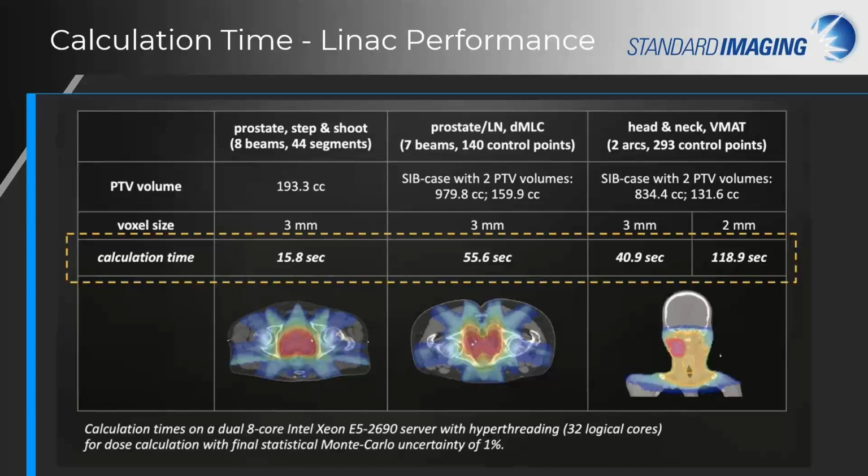Now, the far right shows a 2-arc VMAT plan for a head and neck. And as you can see here, as you adjust the voxel size, say from 2 millimeters up to 3 millimeters, you do see a difference. However, both are still less than 2 minutes. And these are with standard dual 8-core Intel servers.